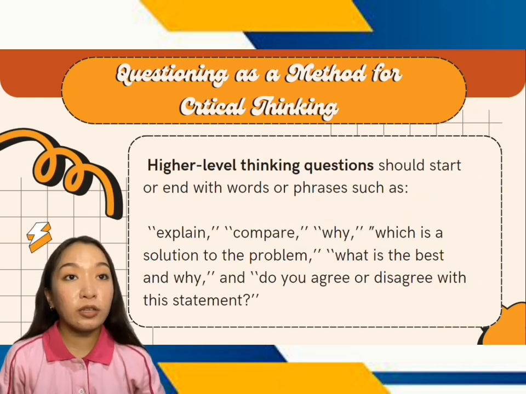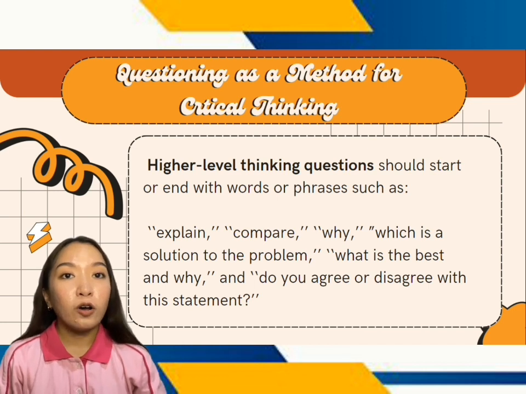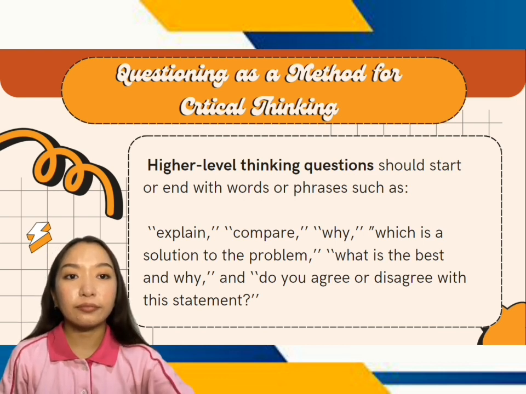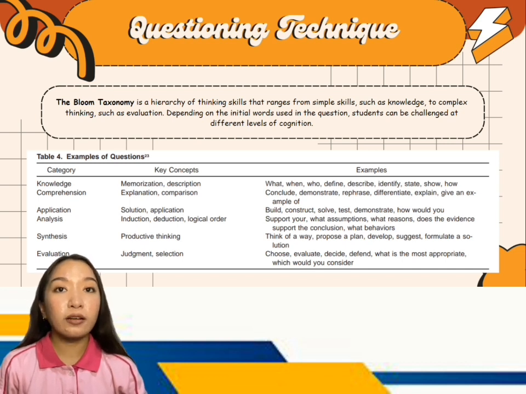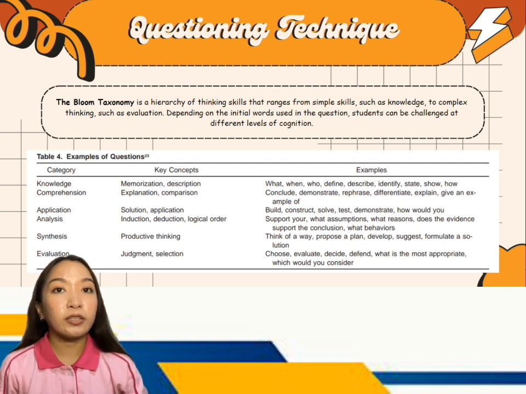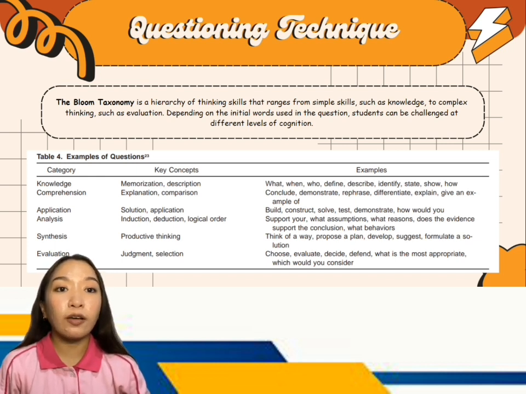Higher-level thinking questions should start or end with words or phrases such as explain, compare, why, which is a solution to the problem, what is the best and why, and do you agree or disagree with the statement? The Bloom taxonomy is a hierarchy of thinking skills that ranges from simple skills such as knowledge to complex thinking such as evaluation. Depending on the initial words used in the questions, students can be challenged at different levels of cognition.